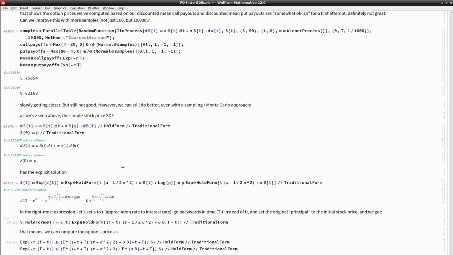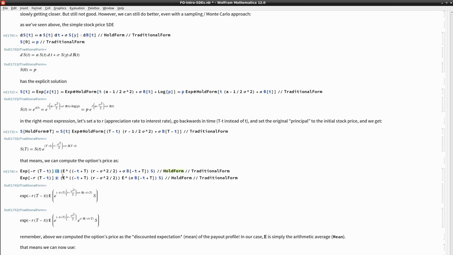But that's the end of it. When we want to determine a price, we need to start looking at the beginning of the process. So we go backwards in time, so we use T minus t instead of t, and we set the original principal to the initial stock price. And if we do this, then we get this formula where we now have S_T, capital T, on the left-hand side, and we have T minus t in the exponent instead of t, right? Here we used t in this formula. We now have T minus t. And we also have T minus t in the argument of the Brownian motion.